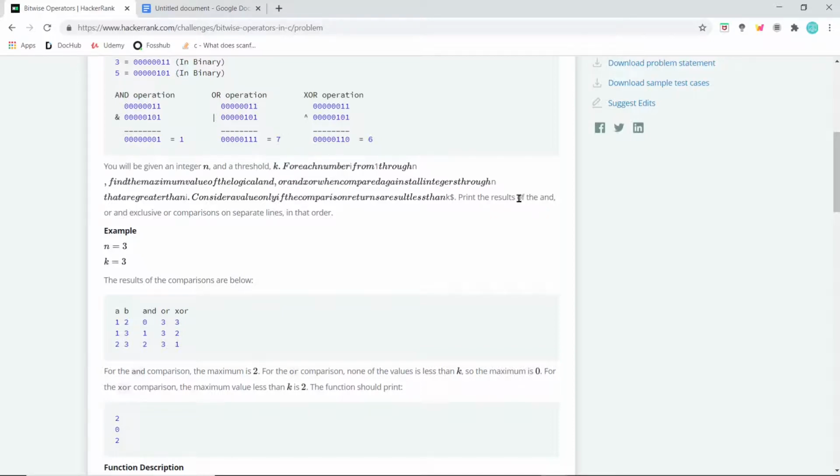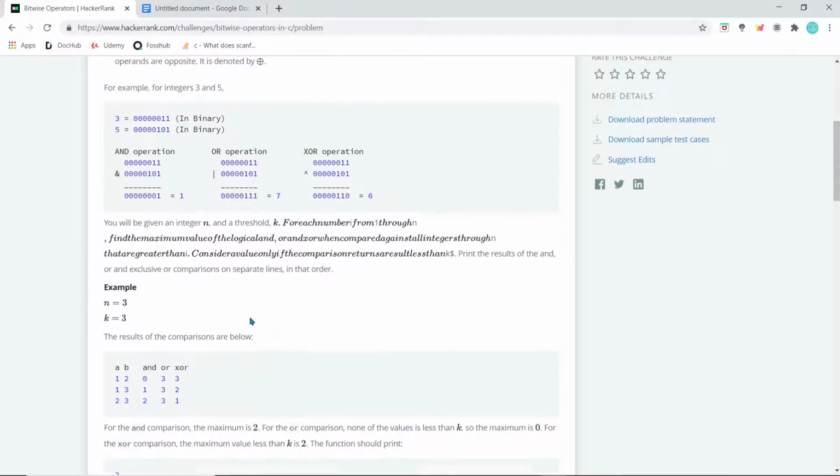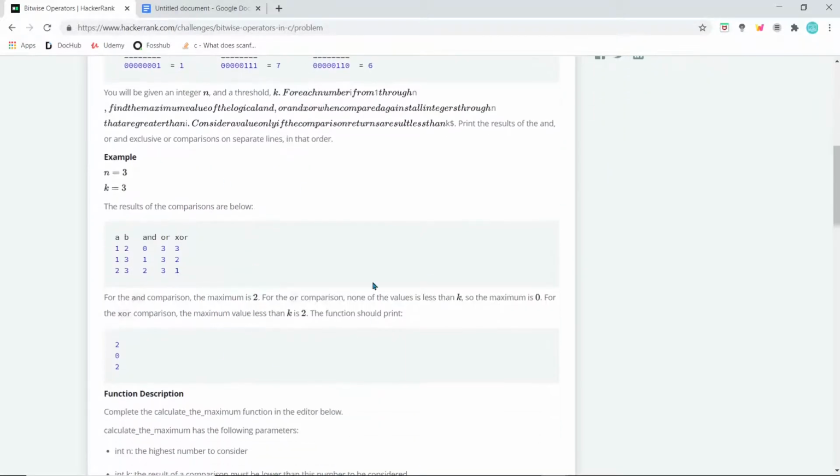Now we print the results of the AND, OR and exclusive OR comparisons on separate lines. The first line will contain the result of the AND operator, the second line will contain the result of the OR operator, and the third line will contain the result of the XOR operator. Now we see with an example what we mean by this. This is the problem statement, this is the objective.